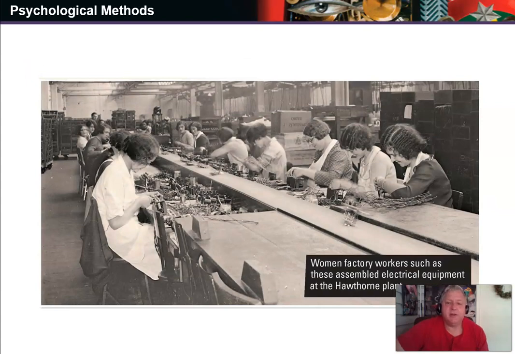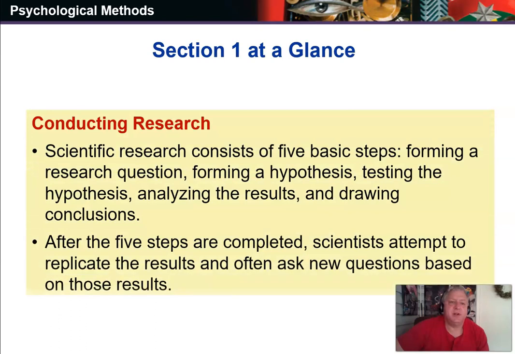So, women in the factory, such as these, assembled electrical equipment at the Hawthorne plant. And what they did was they would put them in a group to be studied. They became aware that they were being studied, so it improved their work performance as a result. And so as a result of that, the purpose of the study was distorted. Maybe we'll talk about how this comes together.